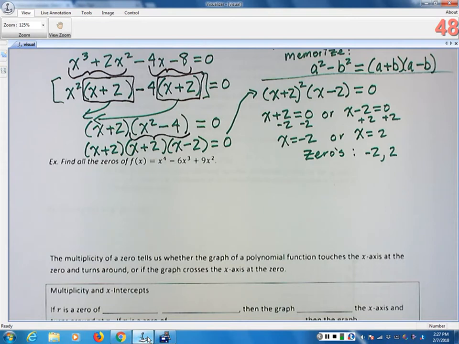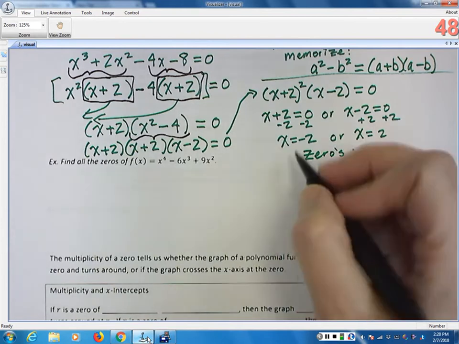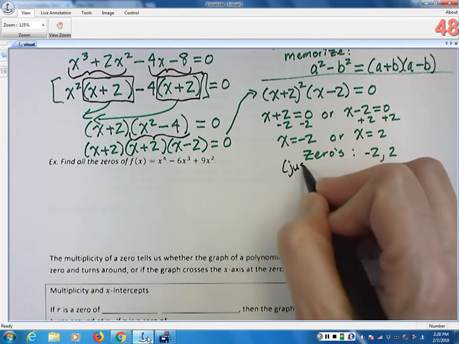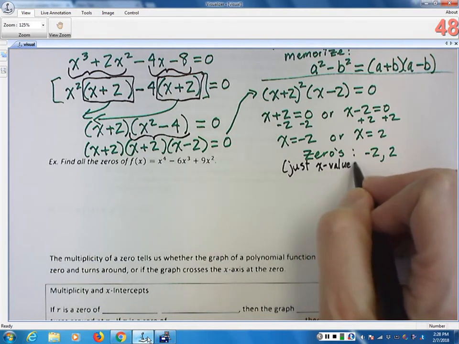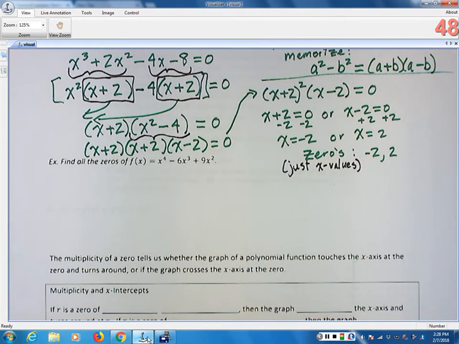Any questions? Did you follow all that? Yes. Do you still want us to make them ordered pairs? No, zeros are just the x value. So the zeros are just the x value. If I ask for intercepts, then I want the ordered pairs, and I'll say that in the directions. Because Stat Lab or Math Lab is always asking just for the x coordinates.